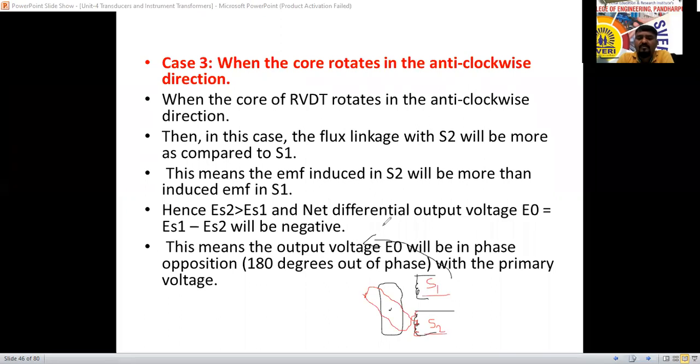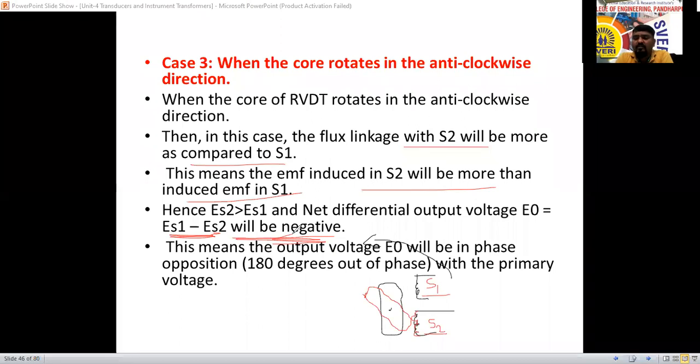So we can say that ES2 is greater than ES1. The net differential output will be negative here because ES1 minus ES2 is the differential output we are going to get. Now, when the RVDT core rotates in the anti-clockwise direction, the flux linkage with S2 will be more as compared to S1 here. This means that induced EMF in S2 will be more than induced EMF in S1, so the net differential output will be negative here.